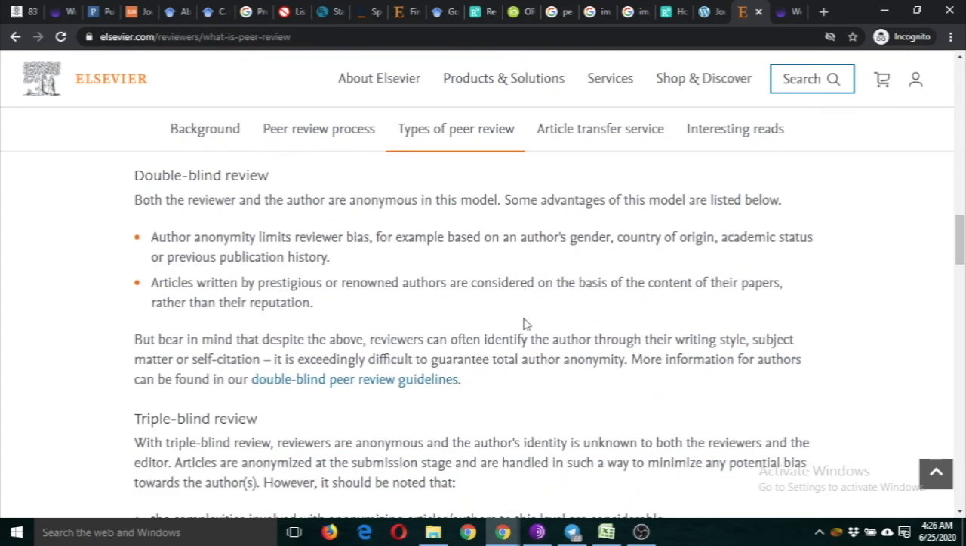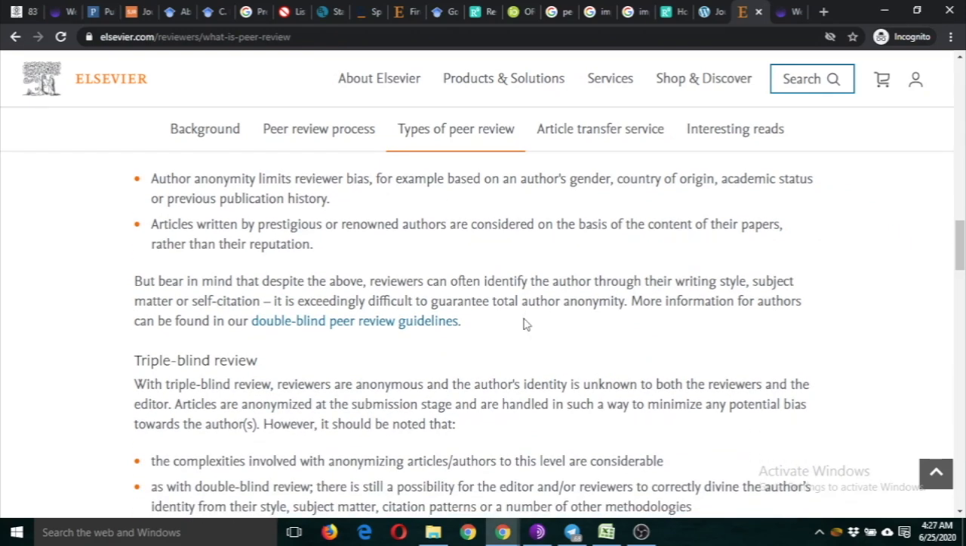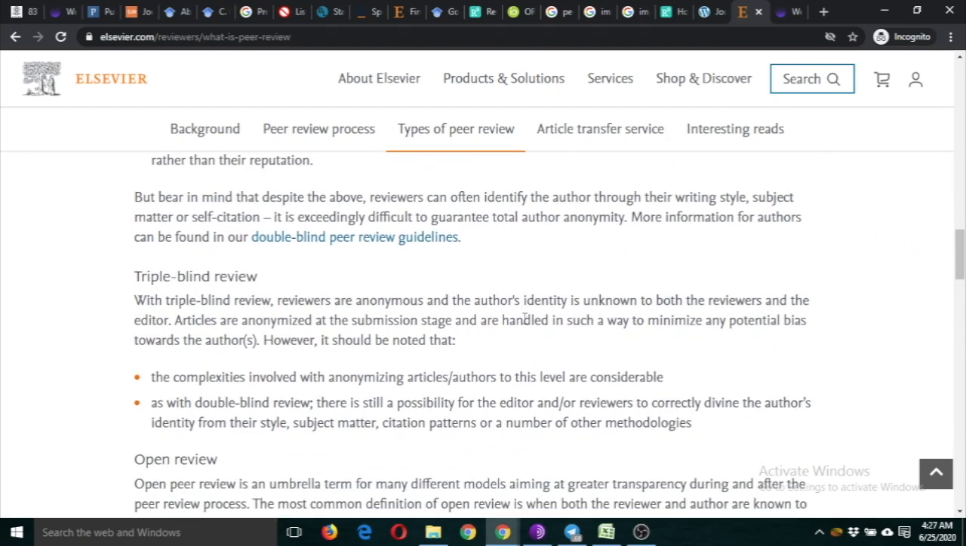Double blind review is the process in which both are anonymous to each other. So authors and reviewers don't know the details of each other. So it increases the unbiasedness in the review process.